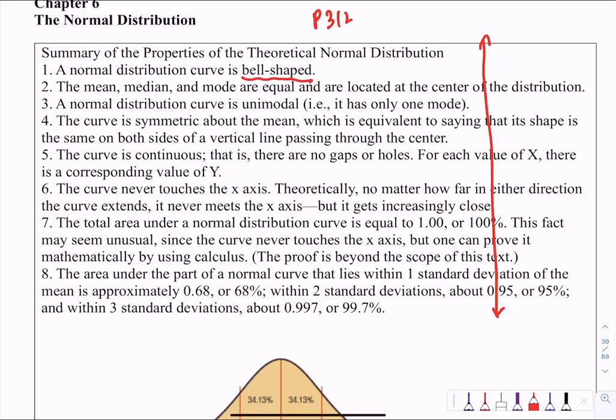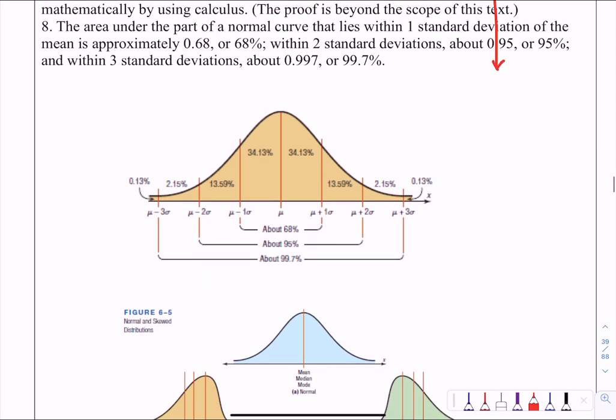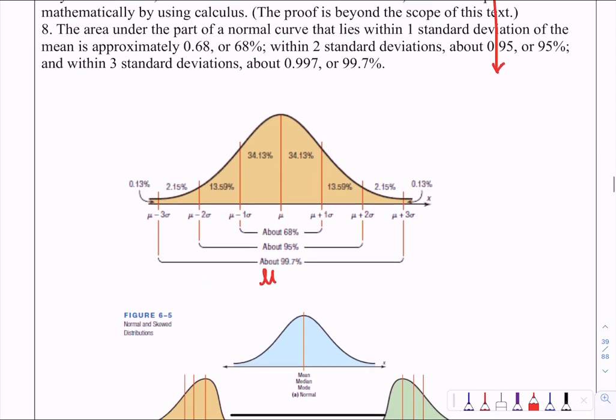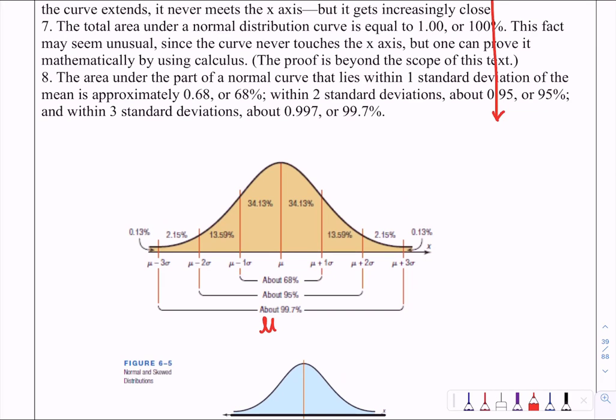Dia bentuk macam loceng. Okay, at the middle ni dia ada mean, ataupun mode or median, and then the line of the curve ni, they will not touch the x-axis, and also the area under the graph ni, the maximum one, there will be 1. It will not be less than 0 or greater than 1. It cannot be that.